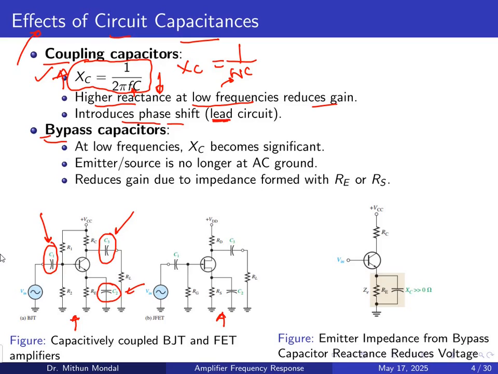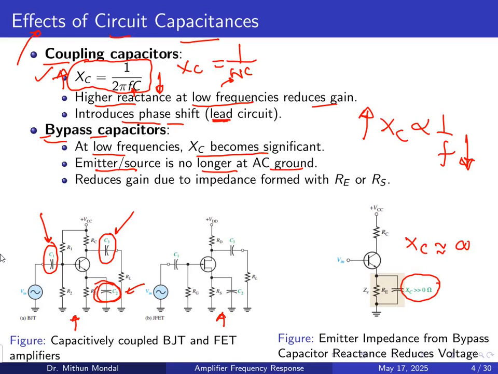When we talk about the bypass capacitor at the low frequency region, the Xc becomes significant because Xc is inversely proportional to the frequency. So if the frequency is very, very low, then Xc will be very, very high. So this will become significant. As a result, the emitter or the source is no longer at AC ground. So if you see this capacitor C2, which is forming a capacitive reactance Xc that is very, very high, very high means the Xc is tending to infinity.